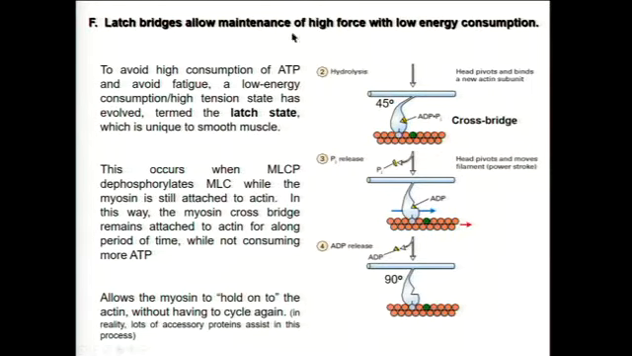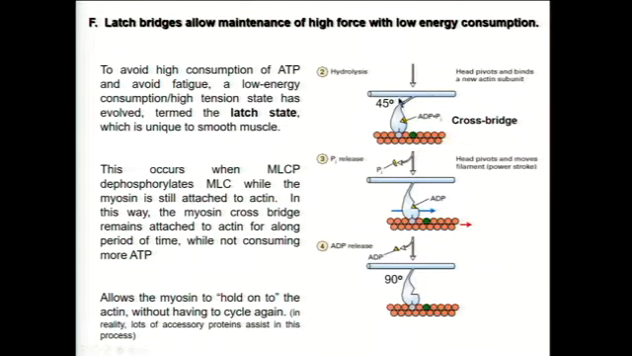We need to talk about latch bridges now. So over and over I've said that smooth muscle can maintain contraction without consuming a lot of ATP. It's because of a unique property of smooth muscle cells called latch bridges. It allows you to maintain high force. So this is called a latch state.